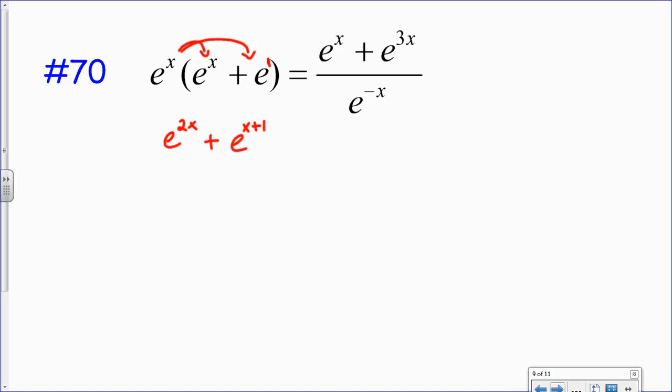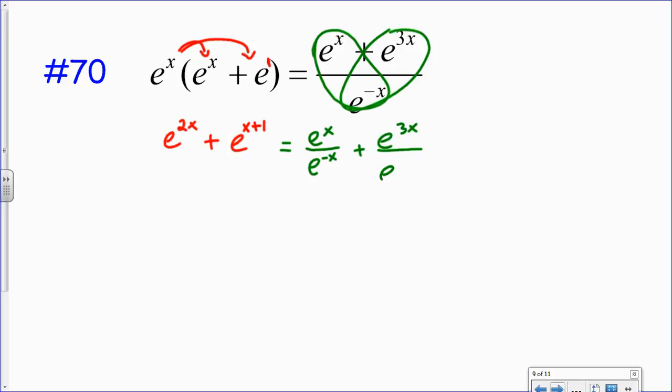All right, well, what I know I can do here is I can separate and make 2 terms here. I can go ahead and separate those. So I'll write both of them over e to the negative x. All right, I'm bringing back rules of exponents again. When I divide a common base, I do what with the exponents? Subtract. So x minus negative x, 2x.